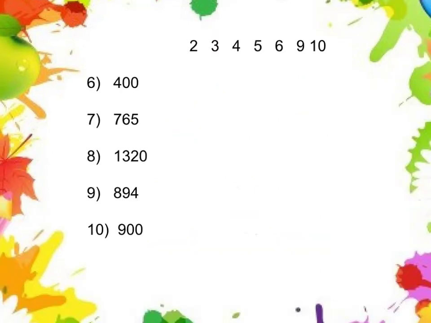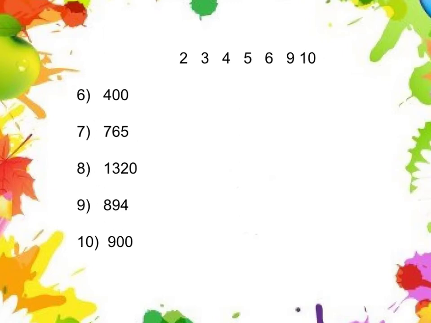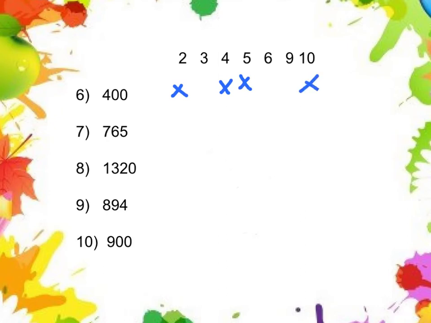Okay, 400. 400 ends in 0, so it's an even number. It is not divisible by 3, but since it ends in 0, 0, it's divisible by 4, it's divisible by 5, it's divisible by 10. 765. If you add the digits, it gives you 18, so it's divisible by 3. It ends in 5, so it is divisible by 5, and it is divisible by 9 because it gives you 18, the sum of the digits.